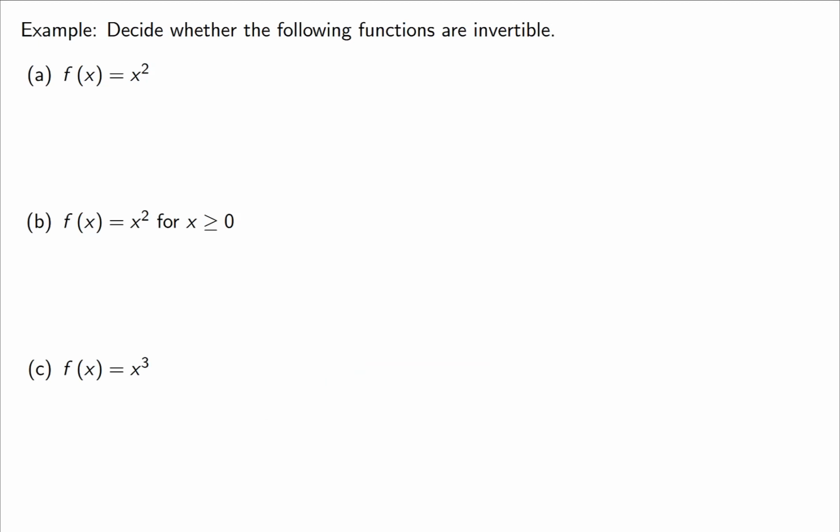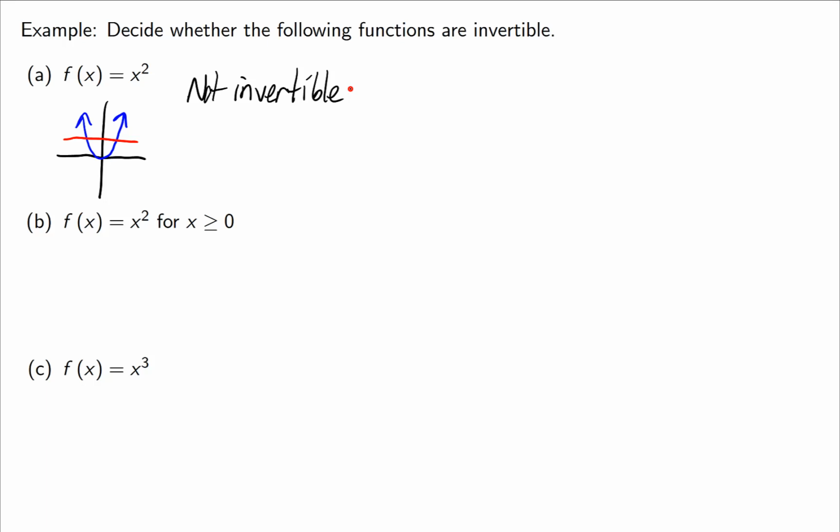Let's decide briefly if the following functions are invertible, and we'll use a graph to do this. The basic graph of x squared is a parabola. You're pretty familiar with this shape, and you'll notice this definitely does not pass the horizontal line test. So the final idea here is it is not invertible. Again, because if you don't pass the horizontal line test, you can't find an inverse.